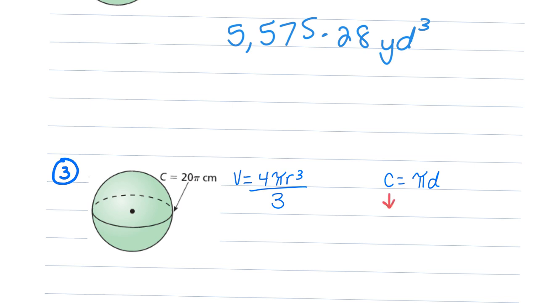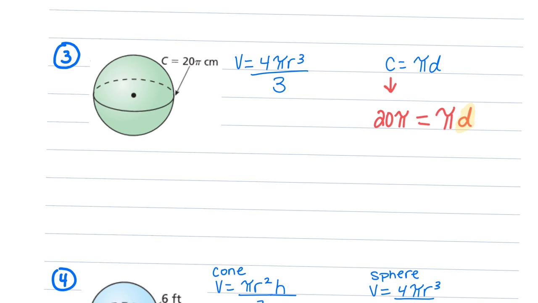What did they tell me the circumference was? 20 pi. And I'm going to be honest, the fact that they left it in terms of pi is going to make this easier for you. 20 pi equals pi times the diameter. We don't know the diameter. That's the variable we're trying to solve for. What would we do to try to solve for that variable right there? Divide by pi to get rid of multiplying by pi.